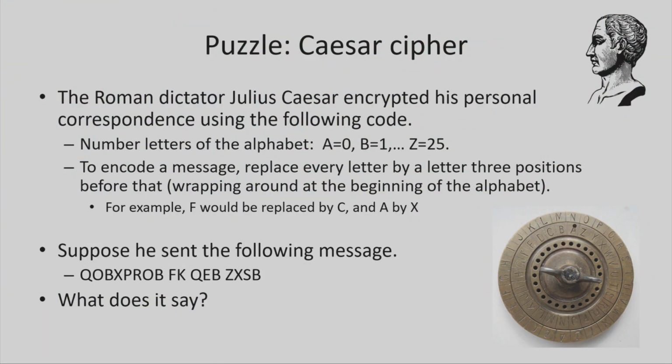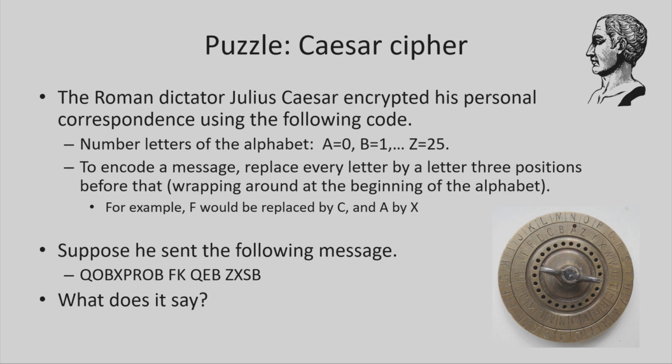Okay, so before we go on with more proof, let's think about a puzzle. Roman dictator Julius Caesar used a special code, the ancient Roman cryptography, to encrypt his messages. And here's how he did it. Later on, people even made machines like the one you see here to encode and decode things in this kind of code. His code worked like this.